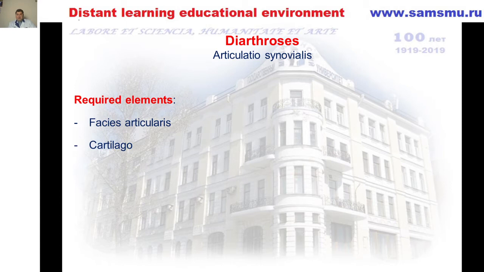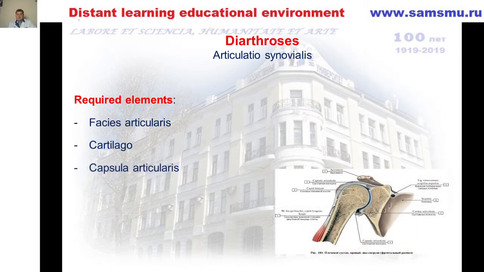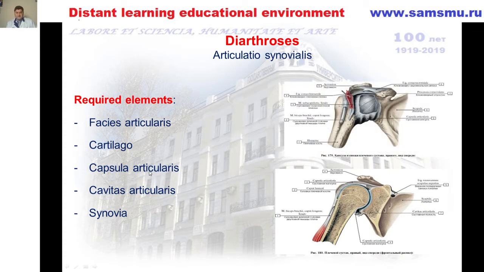Mandatory elements of the joint: articular surfaces or facies articularis, articular capsule, articular cartilage, articular cavity, and synovial fluid. And you may see these terms in Latin. 5 mandatory elements of each joint: facies articularis, cartilago articularis, capsula articularis, cavitas articularis, and synovial fluid.